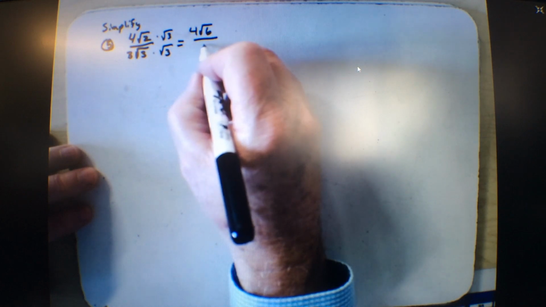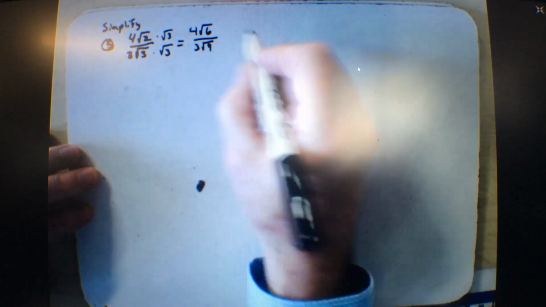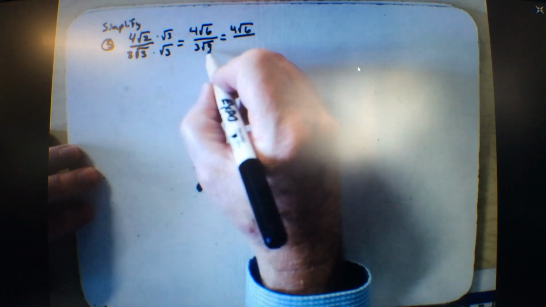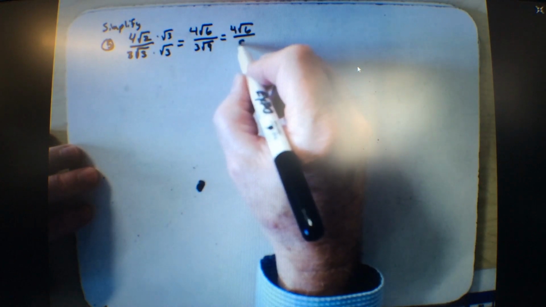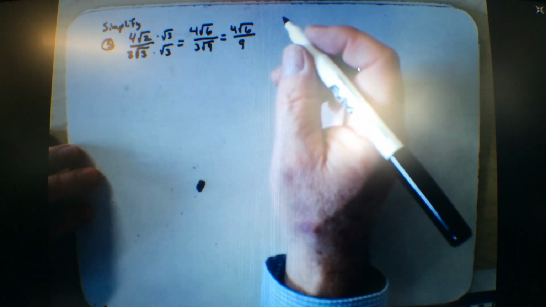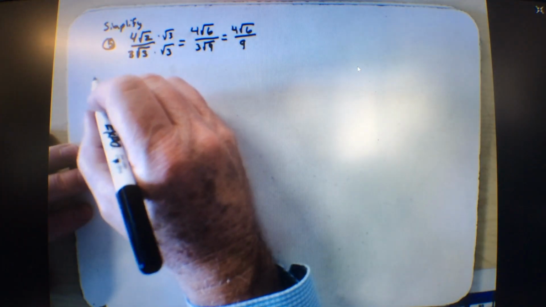3 times the square root of 9, right? What is the square root of 9? It's 3. So 3 times 3 is? So my answer is 4 square root of 6 divided by 9. Tater, do you have any questions about that? Nope. Well, good. You need to learn that.